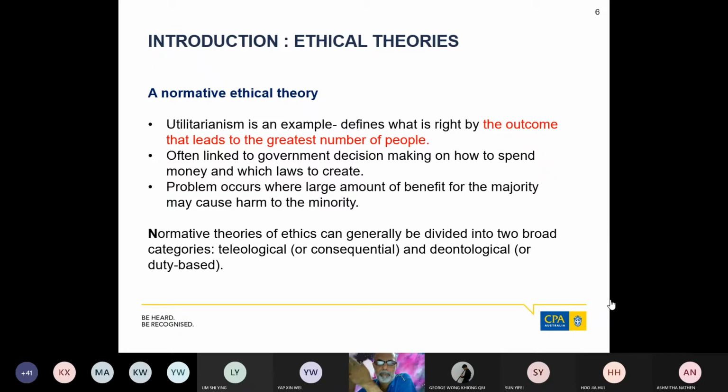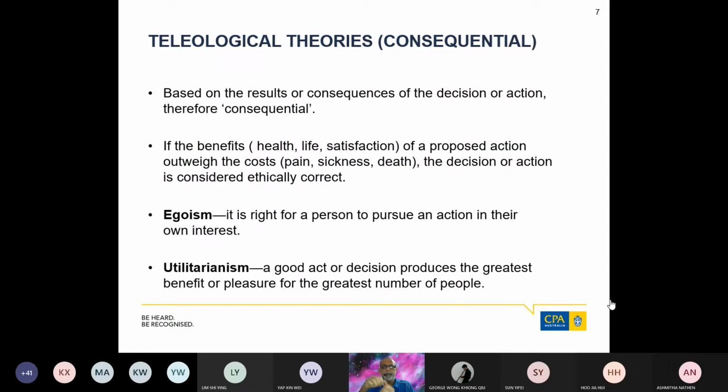Okay, so now government says, okay, for now we are doing it voluntarily. You just download the MySejahtera, and then you can key in your details there, your IC number and so on, and then you can fix your appointment through the app. Okay, so this is an example where the government has to decide what's in the best interest of the maximum number of people. So normative theories can be divided into two broad categories: teleological or consequential, and deontological or duty-based.